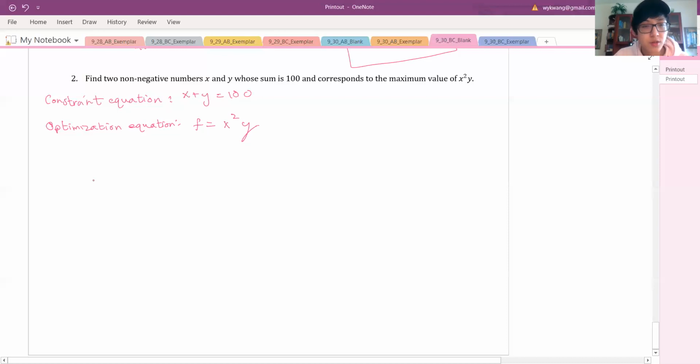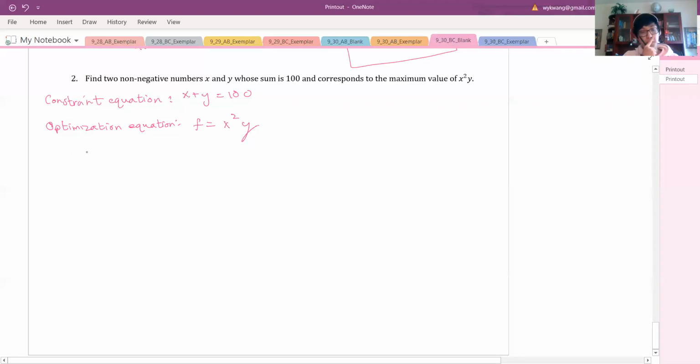Okay, so let's try to optimize it, right? So first, we want to get rid of one of the variables, because we have x squared times y. Well, that's not very easy to optimize. How do I do the whole minimums and maximums and then try to find the positives and negatives? That's really confusing with two variables. So let's just substitute in one of the variables for the other one. So let's substitute in this y. Let's try to get rid of this y.